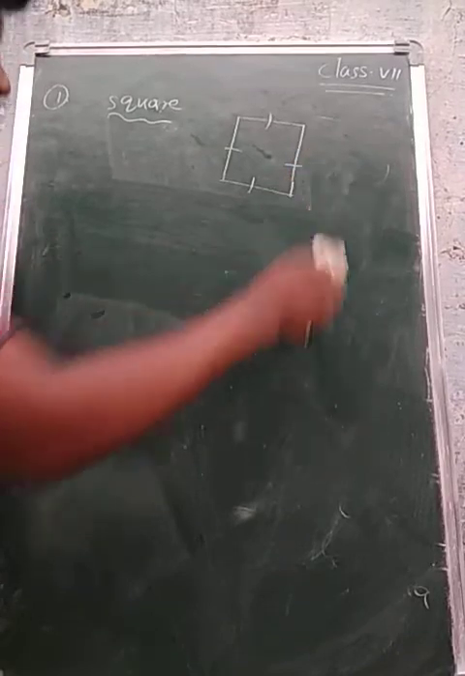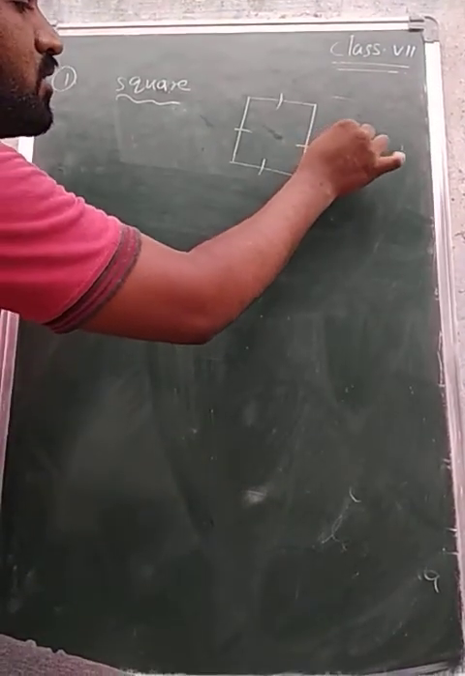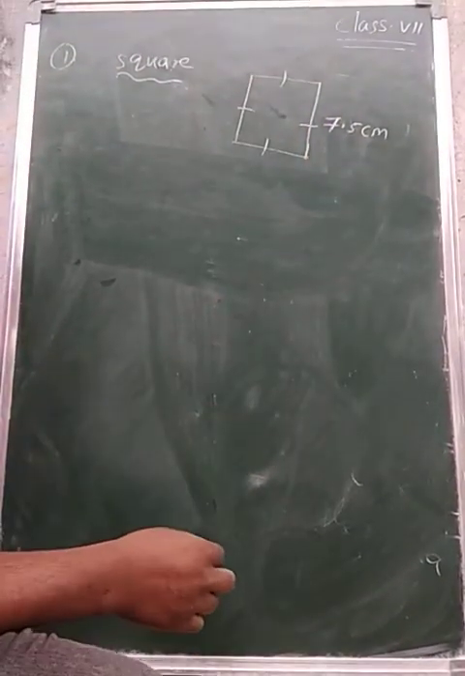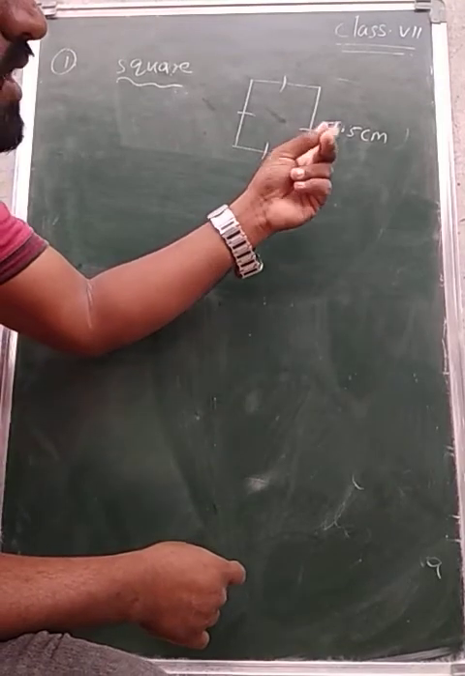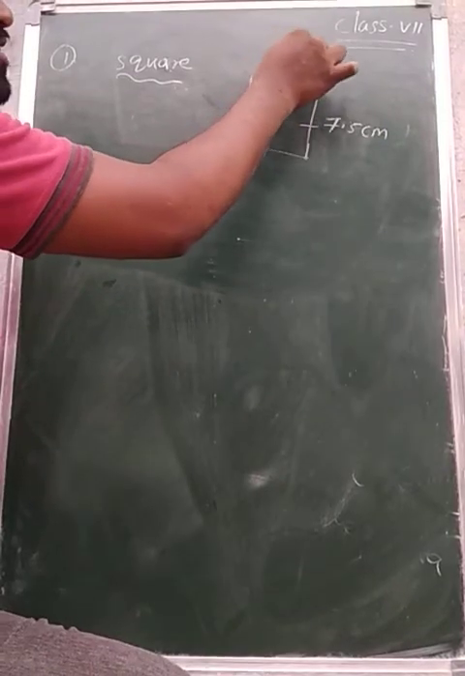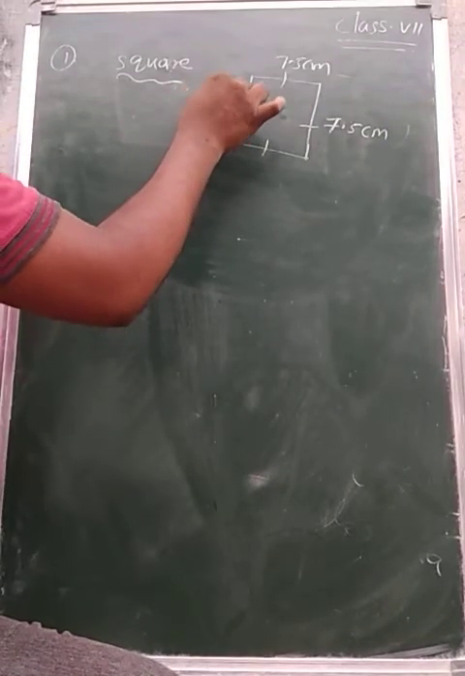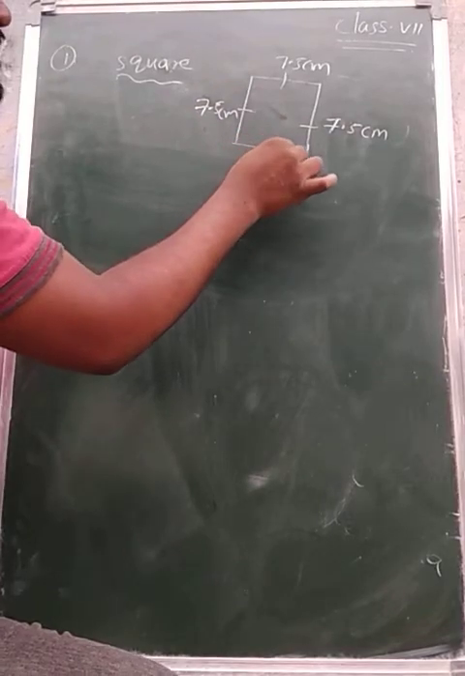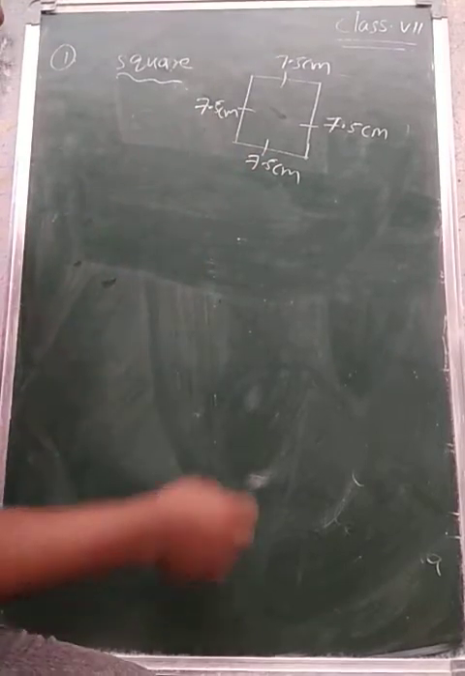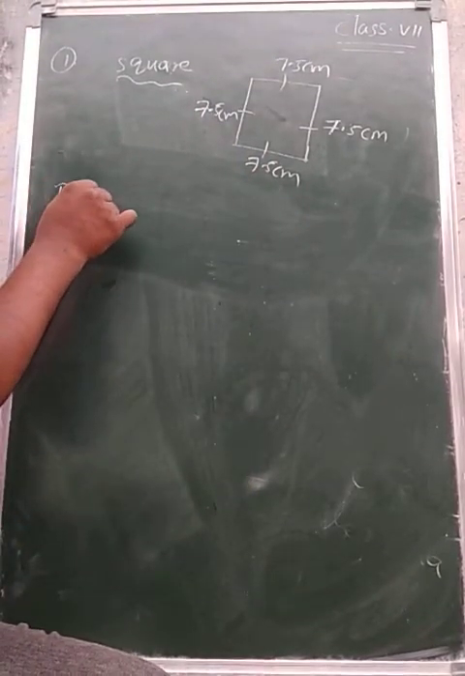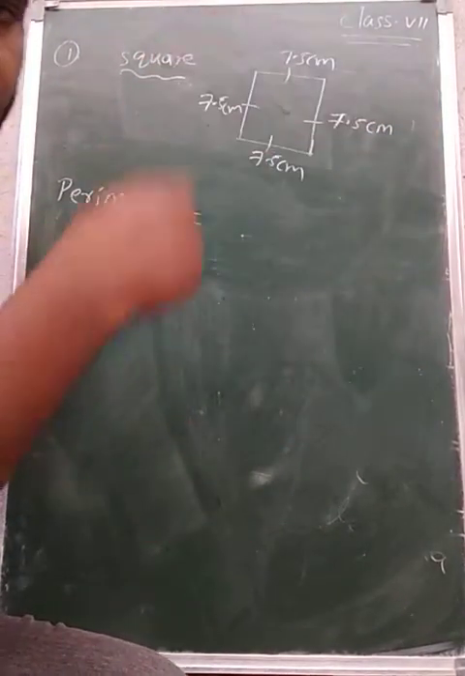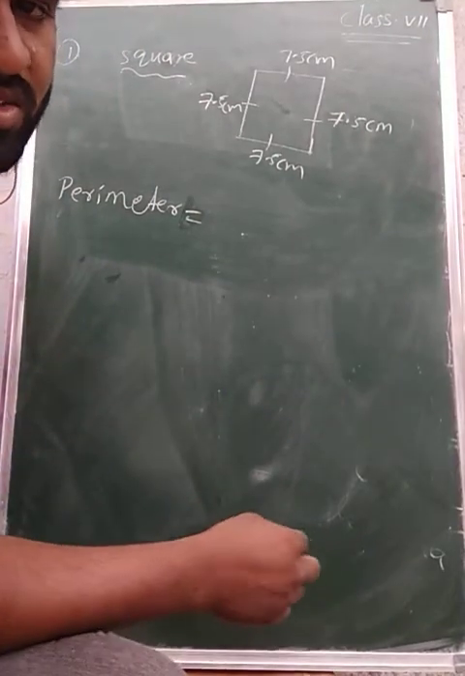For example, the side of a square is 7.5 centimeters. See here, 7.5 centimeters. Here also 7.5 centimeters. Here also 7.5 centimeters, because a square has all sides equal. Now perimeter means what? Perimeter is nothing but the sum of the lengths of all sides of a closed figure.